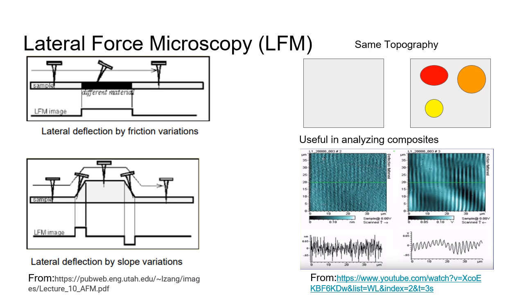Even when the elevation of the sample is the same, there may be lateral deflection of the cantilever due to differences in friction, adhesion, and surface tension in different regions of the sample, which may indicate different materials were used in different regions. Lateral force microscopy takes these differences in lateral deflection and maps different composites or different components or regions in the sample, as shown in the diagram.